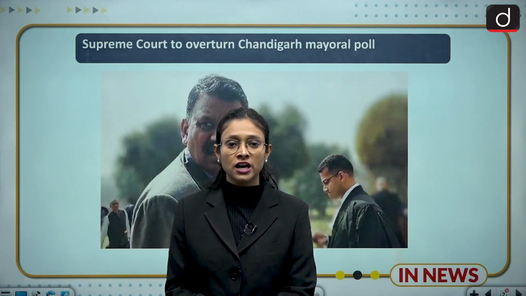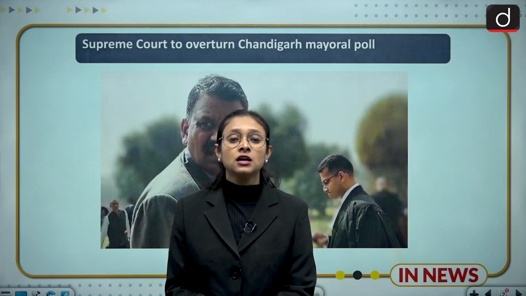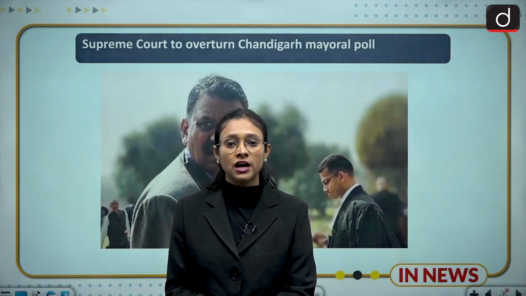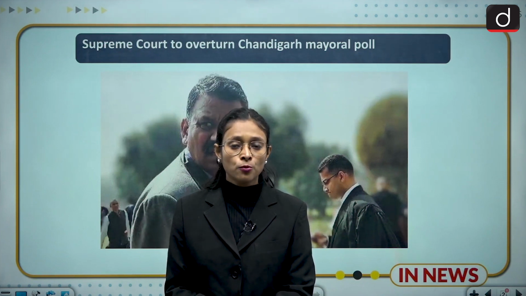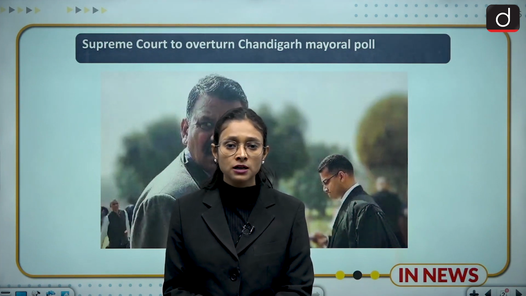As you already know what had happened in the Chandigarh mayor polls, after that the Supreme Court had to intervene in this matter, and according to the Chief Justice of India, if they do not correct it, it will be a mockery of democracy. So, moving towards the points of discussion.